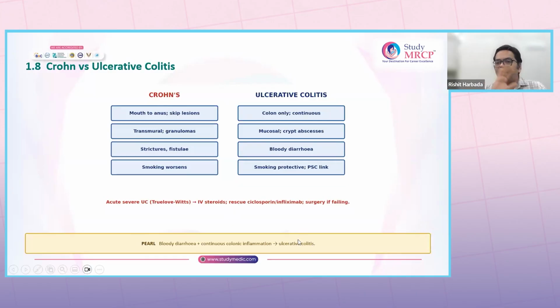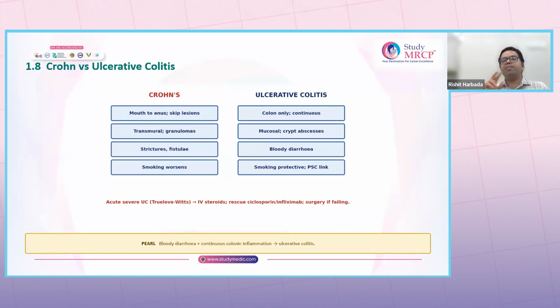So just to recapitulate very important points, if it's a continuous disease, ulcerative colitis. Crohn's is skip lesions. Always remember that continuous can never be C and C, they are not together. So continuous is ulcerative, skip lesions is going to be Crohn's. Transmural, Crohn's. Granulomas, Crohn's. Perianal fistulas, Crohn's, which is very, very important.